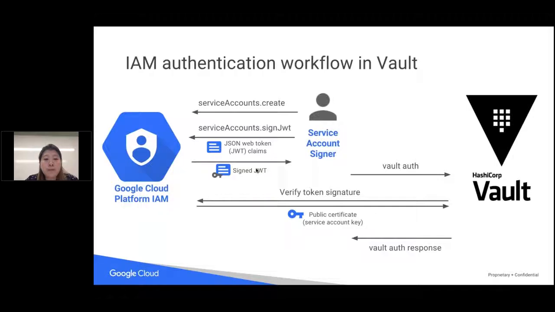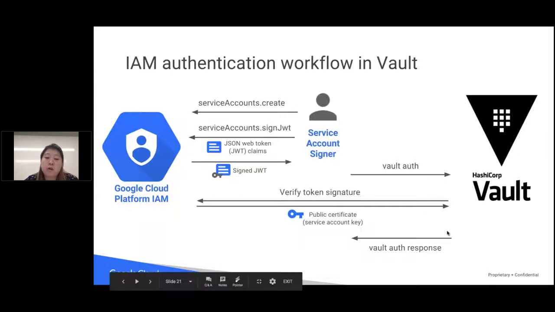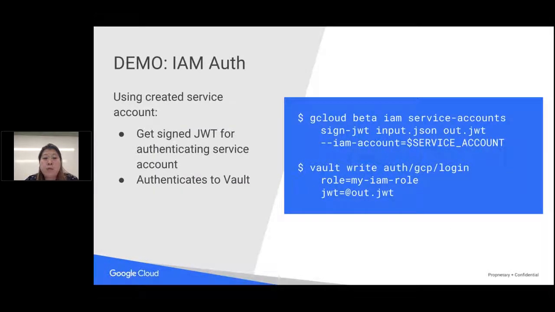This is just because we want the JWT to essentially be used once per authentication attempt, so you basically want to treat it as one use only. Once you have this signed JWT, you can send an authentication request to Vault using that JWT. Vault will verify the token signature by obtaining the service account public key from Google IAM, and then return an auth response if everything works out. So I'll go into my demo now, but just as an overview of what I've done, I'll use the gcloud tool to sign the JWT, and I will log in here.